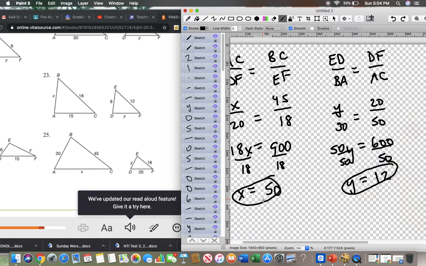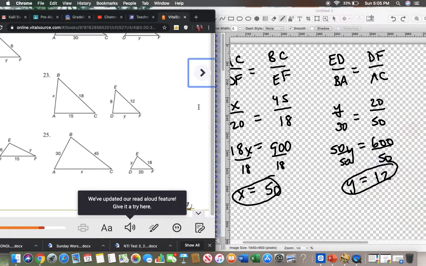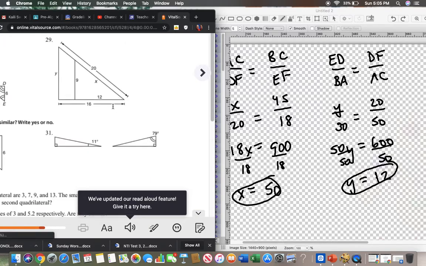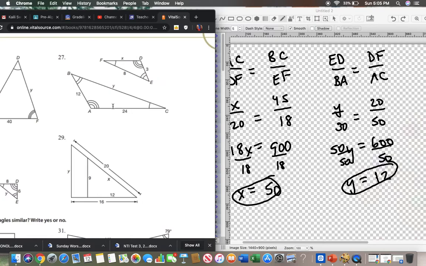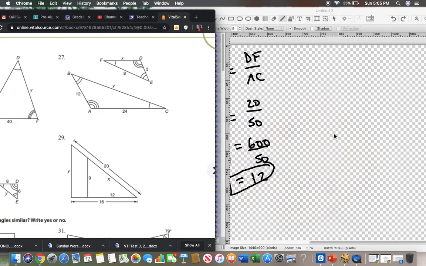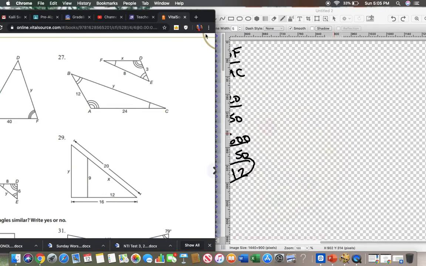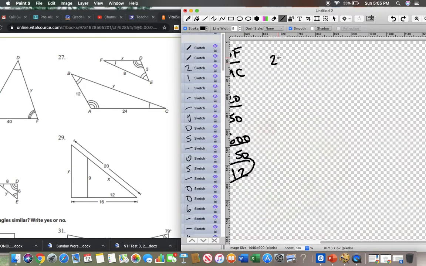All right, let's look at the back and do a couple more problems, and then you'll have some of the evens to do for work. So here we go. Number 27. We're still looking for our missing values, but notice what they've done. They have flipped these triangles around. So now we've got to be very careful.